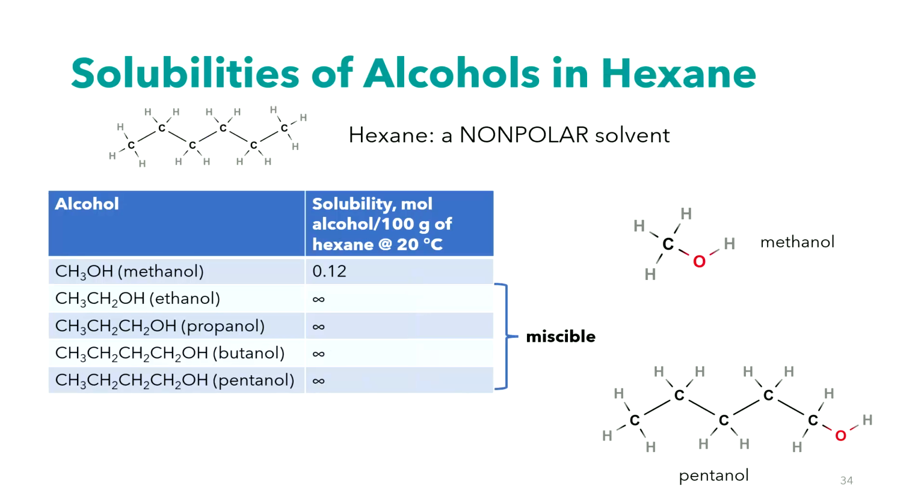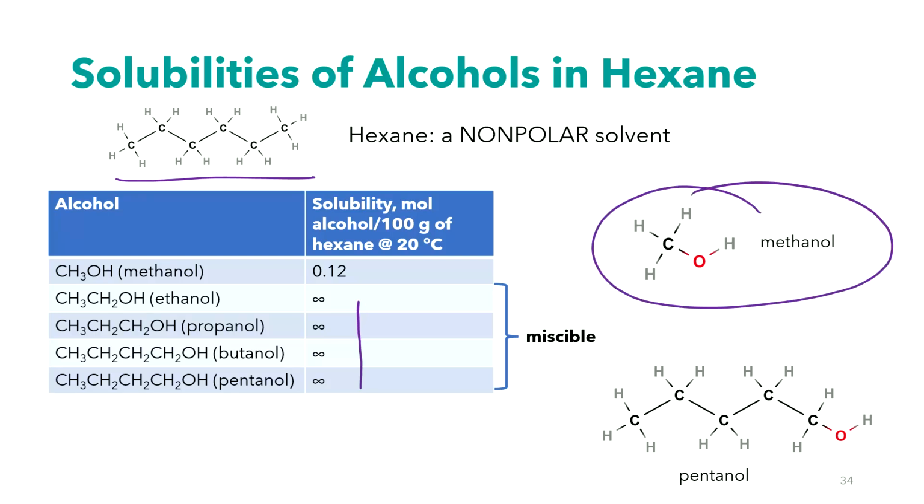This trend flips when we put these things in hexane instead, okay? So now, these are all miscible, right? So our long carbon chains, hexane has no problem with that. It's like, let's party. Methanol is too different. Methanol really likes to hydrogen bond with itself. Hexane doesn't offer that, so it doesn't mix very much. I can only put 0.12 moles of methanol into hexane. All right, the others are all miscible.